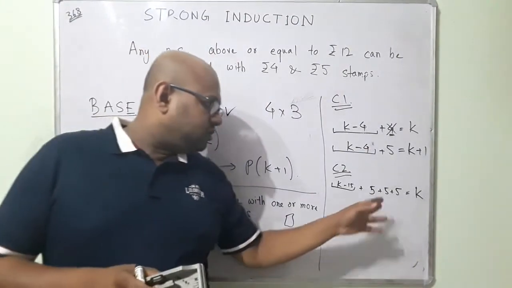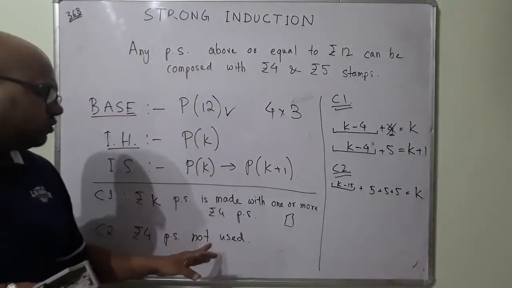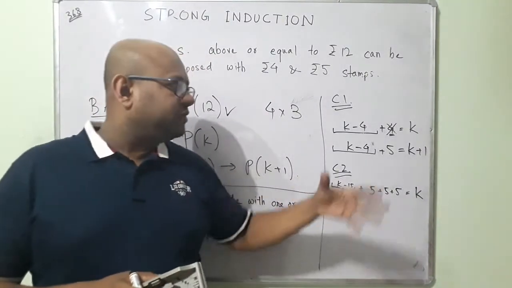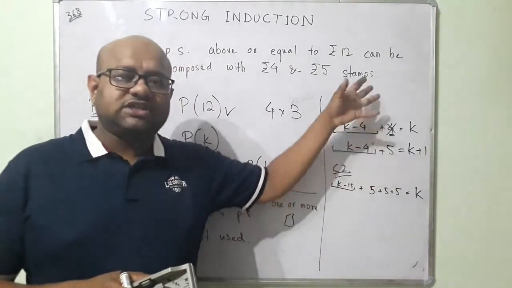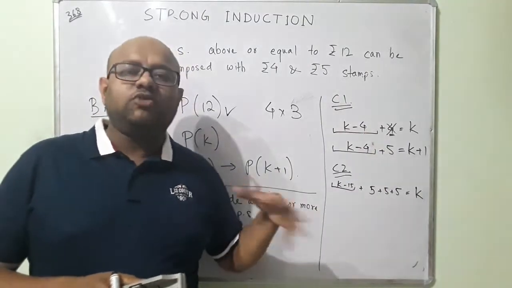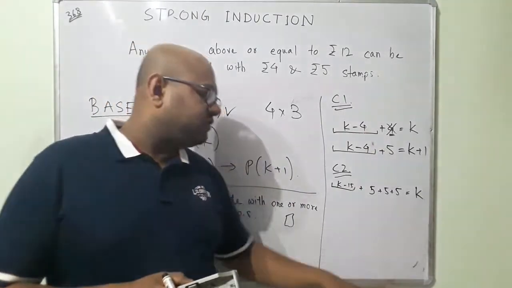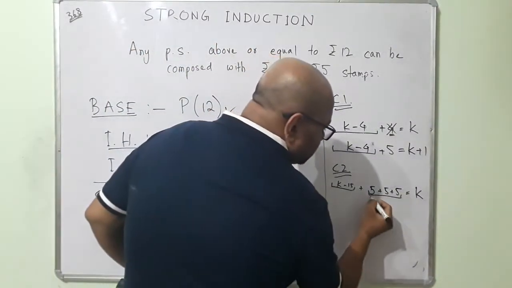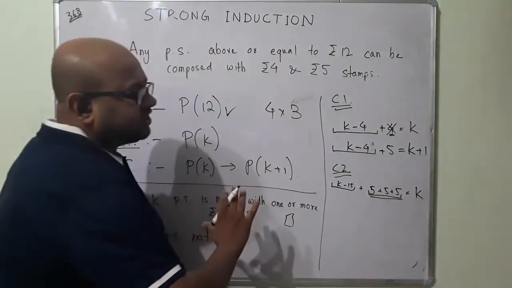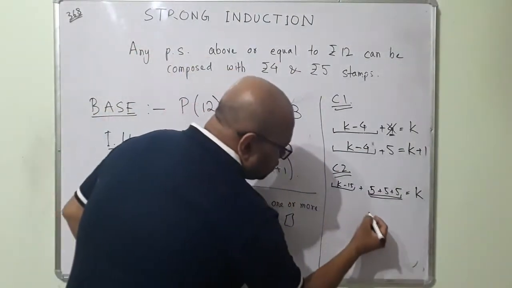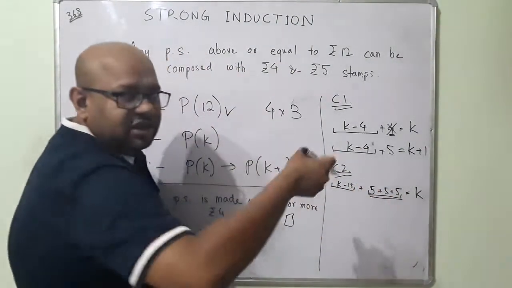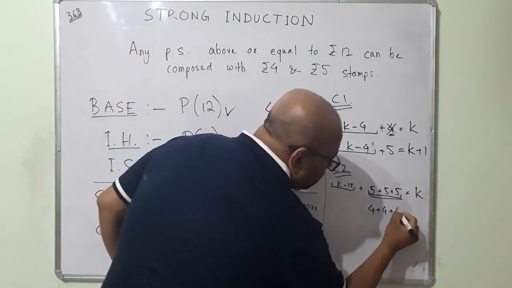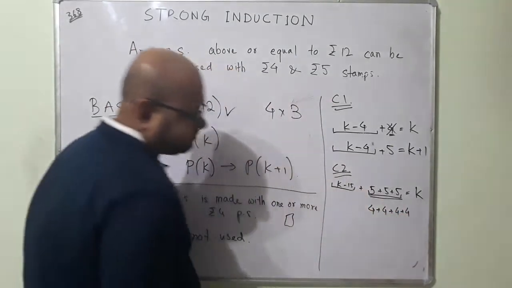Okay, so under my assumption I know that k rupees worth of postage stamp I can make using 4 rupees and 5 rupees. If I use 4 rupees worth of postage stamp, that case I solved. Now I am not using 4 rupees, this case I am going to solve. What am I going to do? I know I have a minimum of 3 5 rupees worth of postage stamp. I will remove these 3. Okay, so I will remove these 3 5 rupees worth of postage stamp, and instead I will use 4 rupees worth of postage stamp.